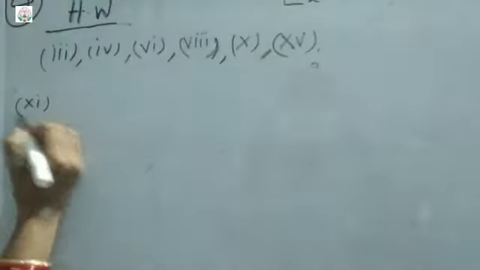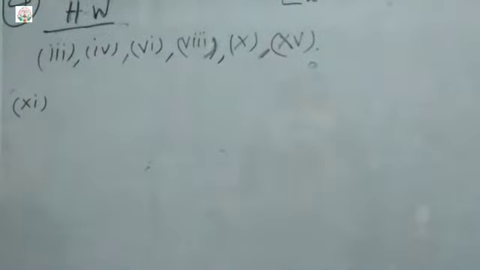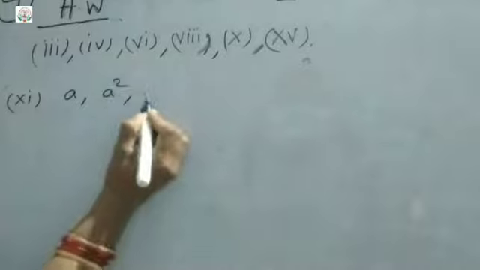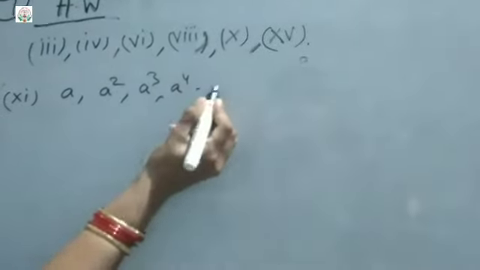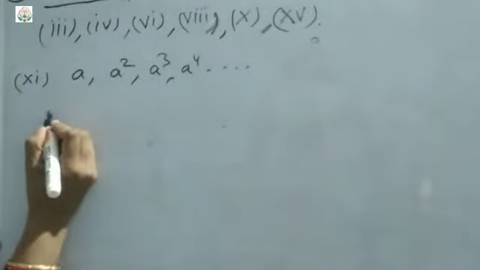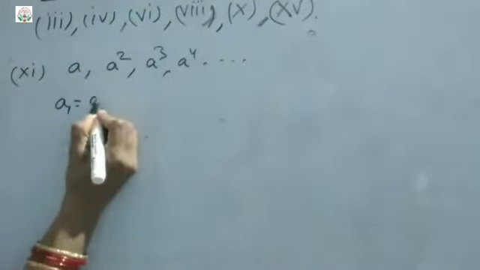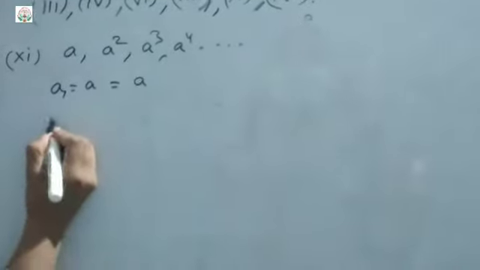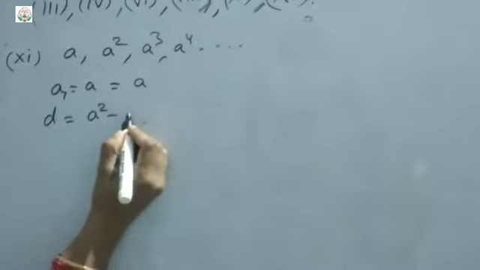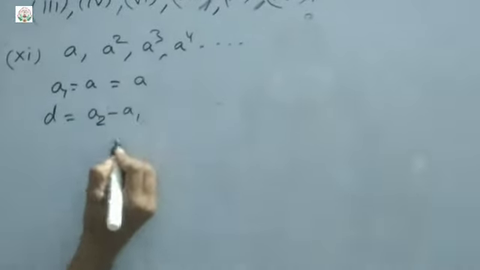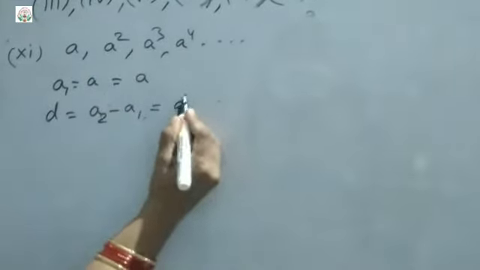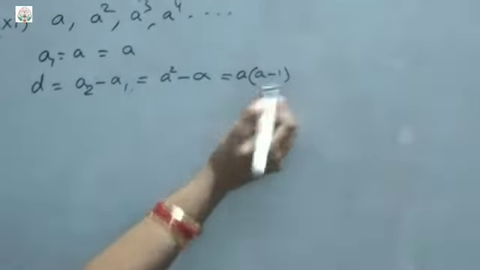11th question is A, comma, A to the power 2, then A to the power 3, A to the power 4, and so on. Okay. So now you can see here A1 equals to what? First term is A. Now D will be equals to what? A2 minus A1, which is equals to what? A2 term is A square minus A. So what is common here between this? A. So A minus 1 is D.